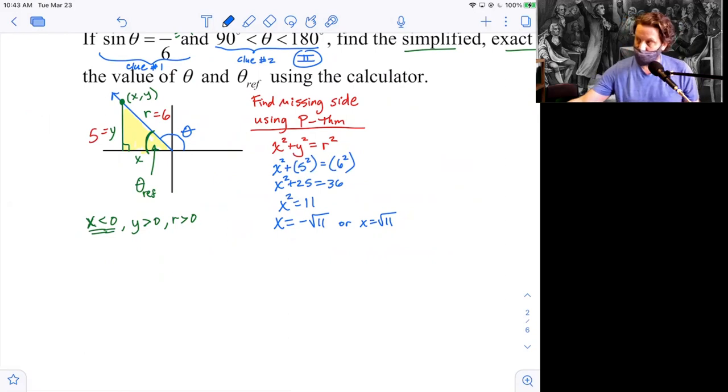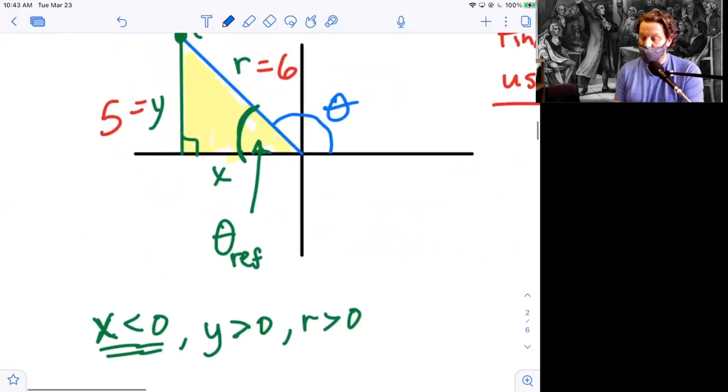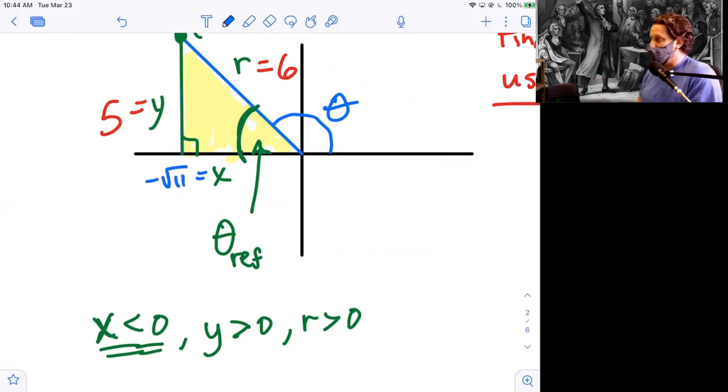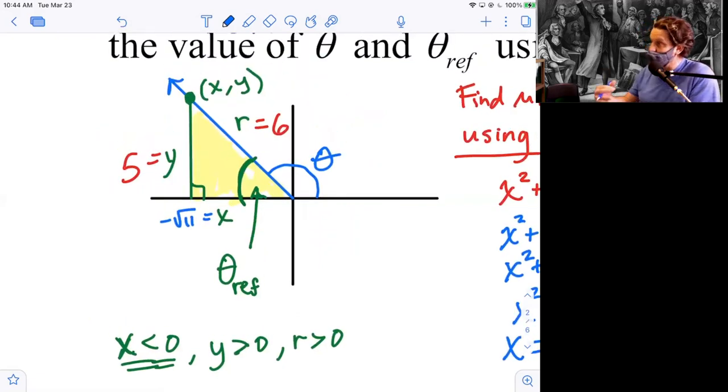Which one, if any, do we want there? We want the negative one, right? Because we are moving left. Now, 11 is a prime number. If I could simplify the radical, I would. But 11 is a prime number, so it's just negative square root of 11. And that looks weird to call the length of a triangle negative square root of 11. Not because it's the square root of 11, but because it's negative. So you got to remember that x and y are vectors. The negative tells you to move left, and the positive tells you to move up.